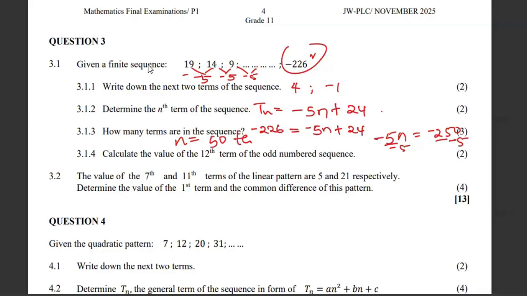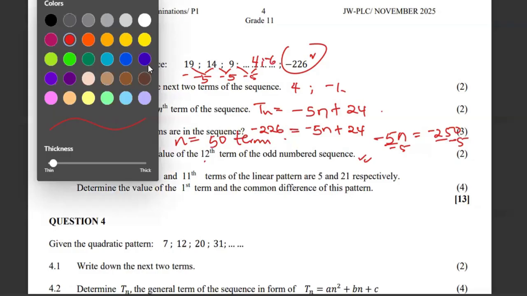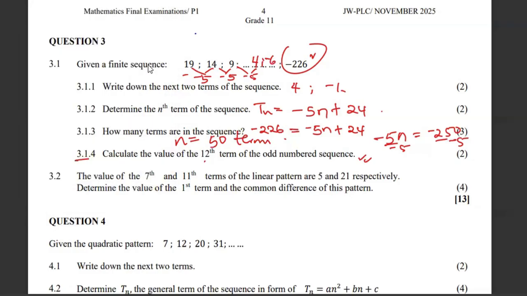And then 3.1.4, calculate the value of the 12th term of the odd numbered system. So if I look at the odd numbers, because we say there's going to be a 4 here, and then from 4 to minus 6, so looking at the odd numbered system, it's a 14, a 4, negative 6. So we are basically subtracting 10.